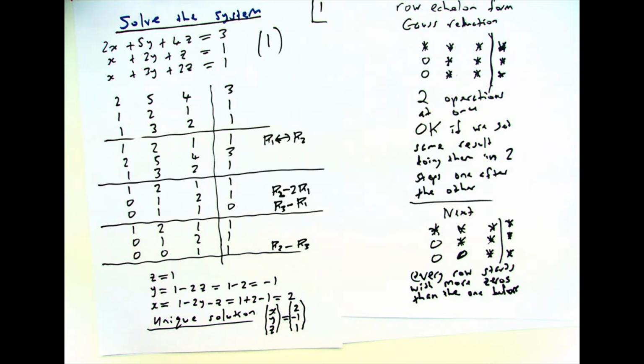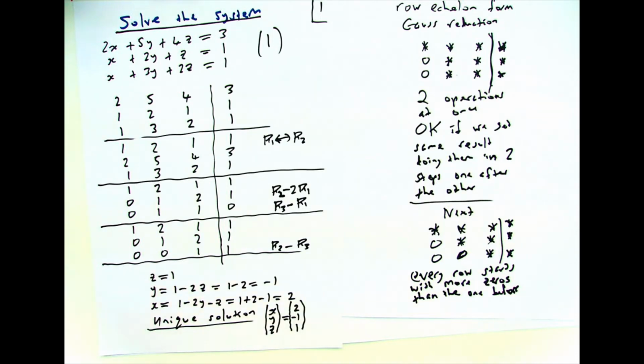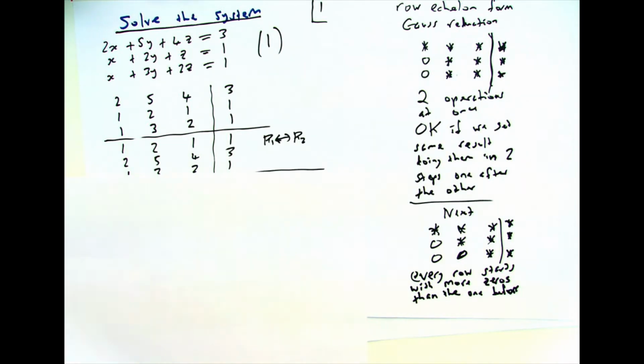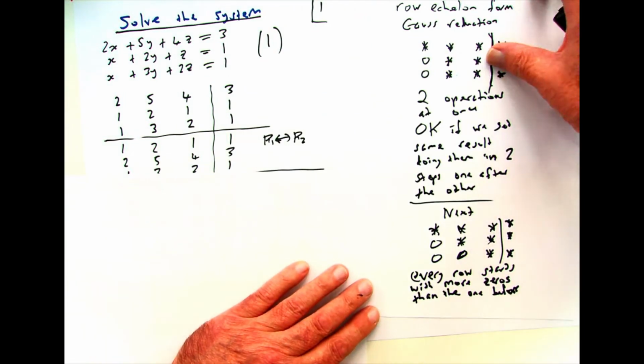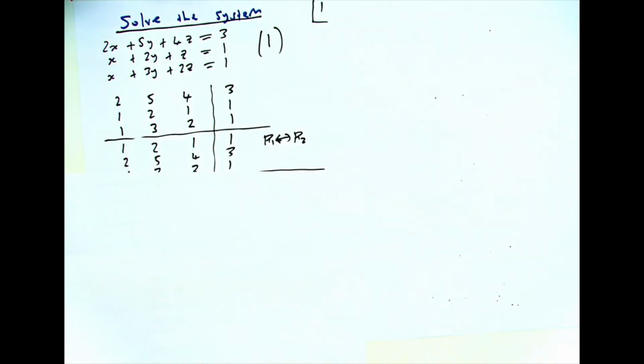So that's what we do with the row reduction. And we've now row reduced to row echelon form. And this is Gauss reduction. Now you can reduce further and do Gauss-Jordan reduction. But we're not going to do that now. We're just going to stop here for the time being. And now we are ready to solve the system. So now we can solve the system from the bottom up.